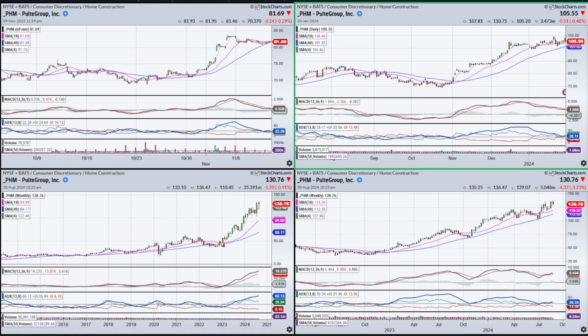So let's start with the monthly chart because this is really what we were looking at. So we have this strong move to the upside in PHM. This was the home builders, all right? They made it very difficult to enter these because of the way they played out. You see how strong of a move this made? It broke out and just kind of took off to the upside.